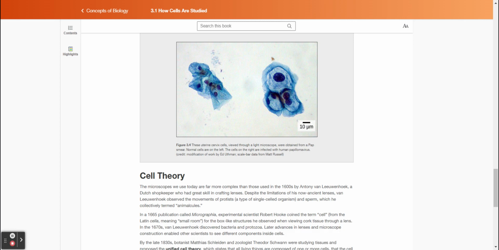Cell theory. The microscopes we use today are far more complex than those used in the 1600s by Antony van Leeuwenhoek, a Dutch shopkeeper who had great skill in crafting lenses. Despite the limitations of his now ancient lenses, Van Leeuwenhoek observed the movements of protists, a type of single-celled organism, and sperm, which he collectively termed animalcules.